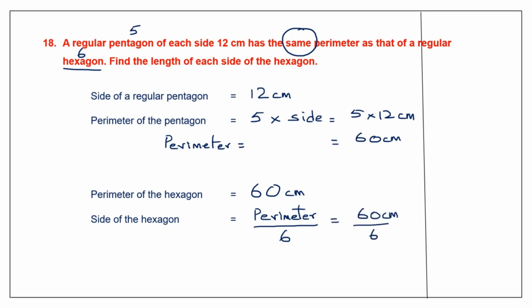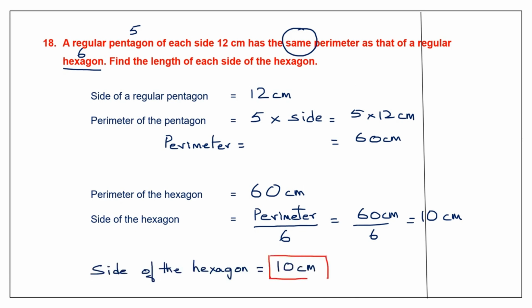So 6 into 10, we know 6 tens are 60. So this is 10 centimeters. So the side of the hexagon is 10 centimeters. So we have found out this answer also, 10 centimeters.